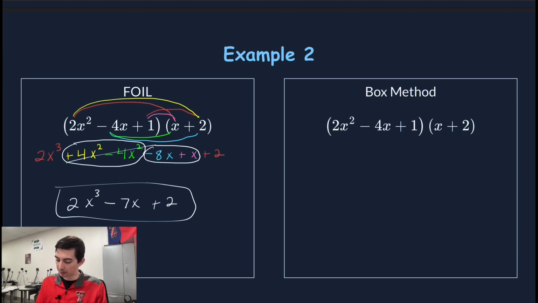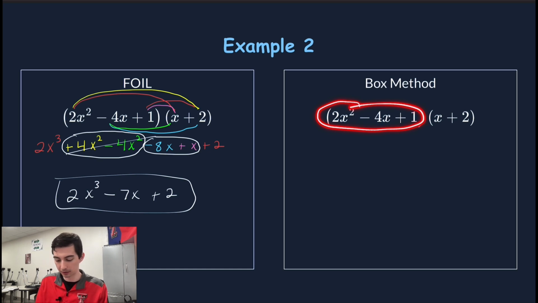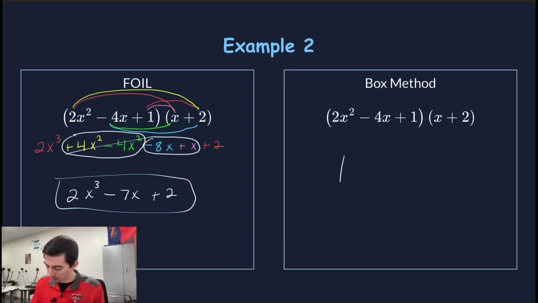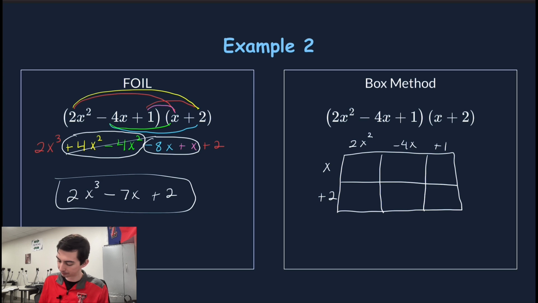Let's try it with the box method now. And so I'm going to set up my box. This time I'm going to need 3 terms up top though. So I'm going to make my box a little longer this way and split it like this. So I can put 2x squared minus 4x plus 1 on top and x plus 2 down the side. And now let's just start multiplying.